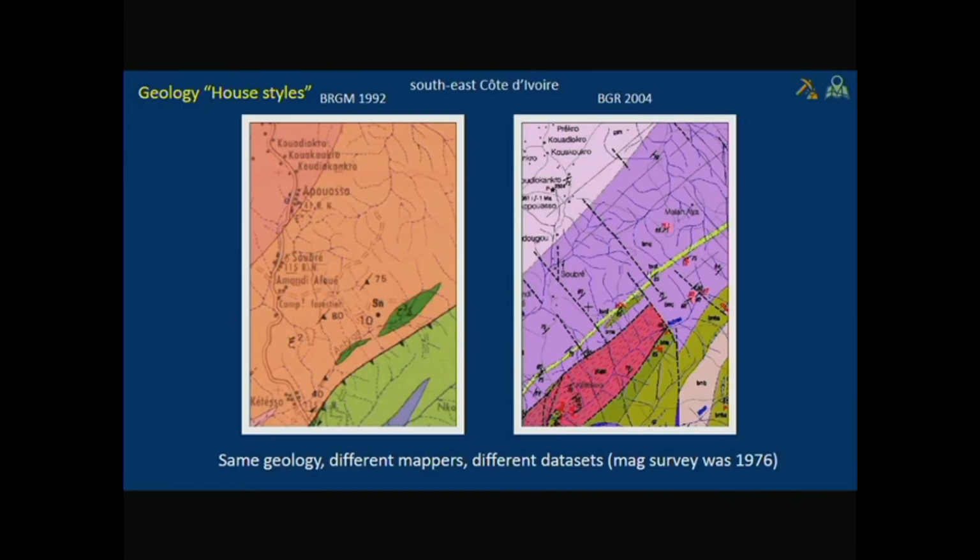If we look at our observational uncertainty, here's a nice example of two maps of the same area. It's from southeastern Côte d'Ivoire, Ivory Coast, one by the French Geological Survey in 1992, the other by the German Geological Survey in 2004, and they give a different answer. They're not completely different, but it's sort of a point of pride that I can look at any map in West Africa and I can tell you who mapped it, regardless of where it's from, regardless of which country it's from, because they have a house style.